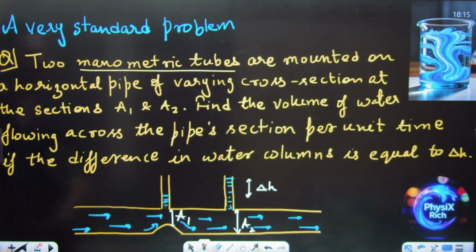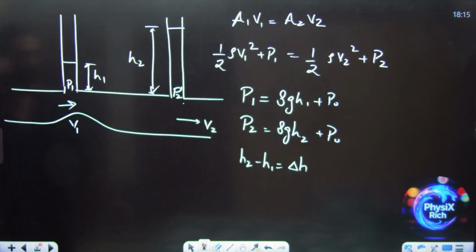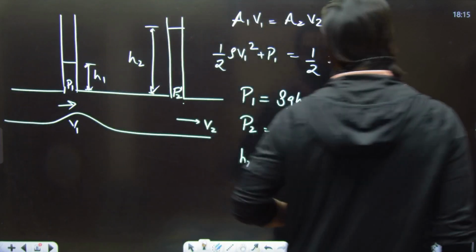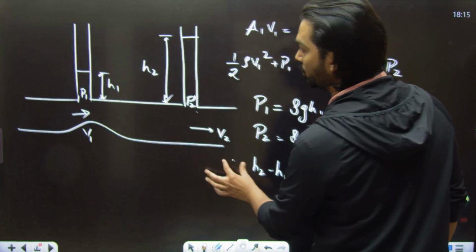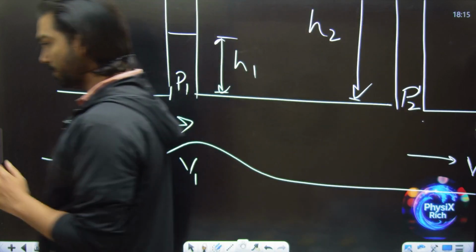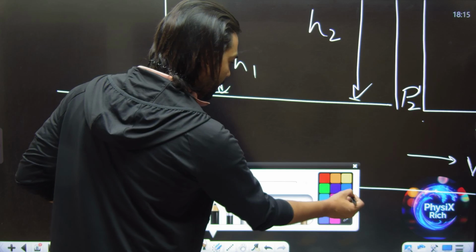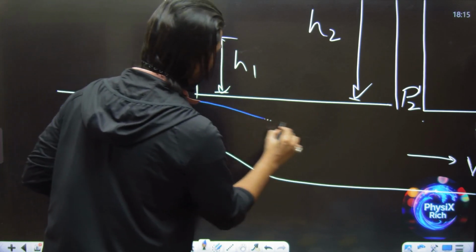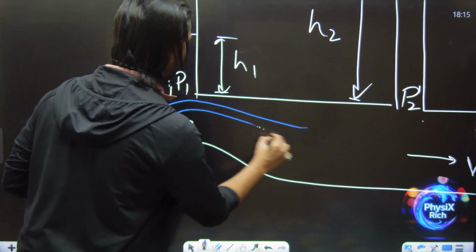Okay, so he's saying that the difference in water column is delta H. Now you see, guys, if we draw our diagram in a nice clean manner, let me just zoom this so that I can show you the streamlines. What do you see over here? You see that liquid flows like this and then flows like that.